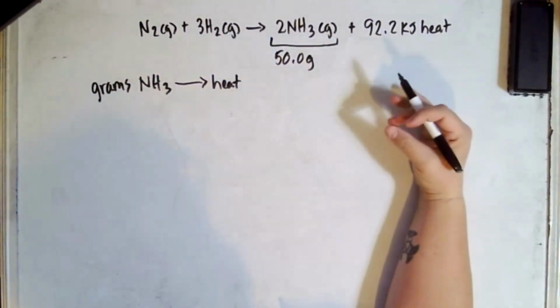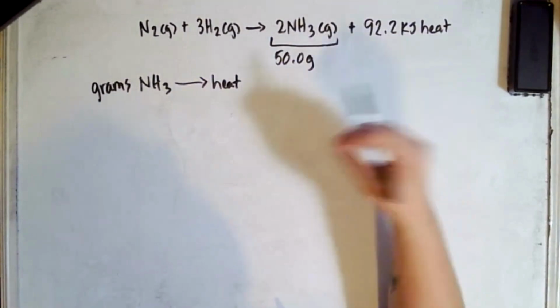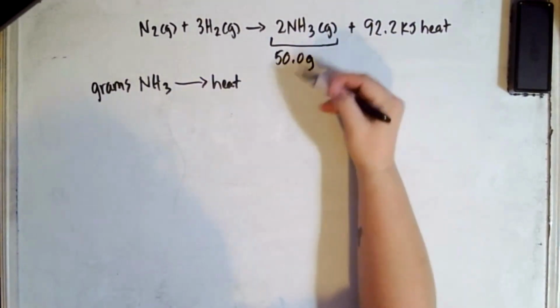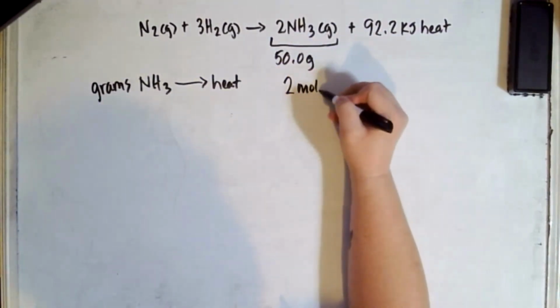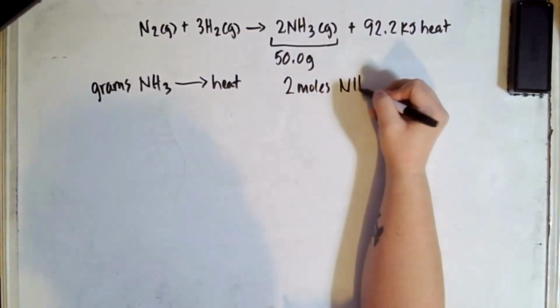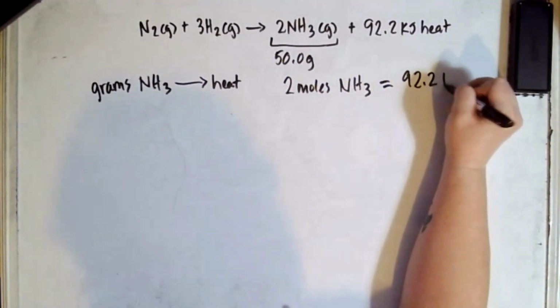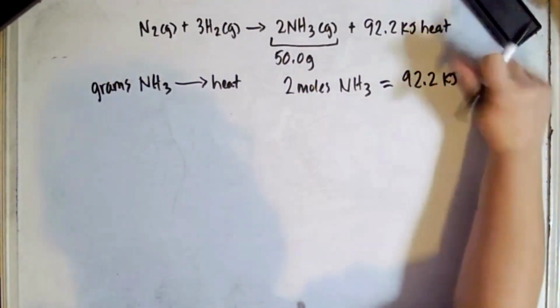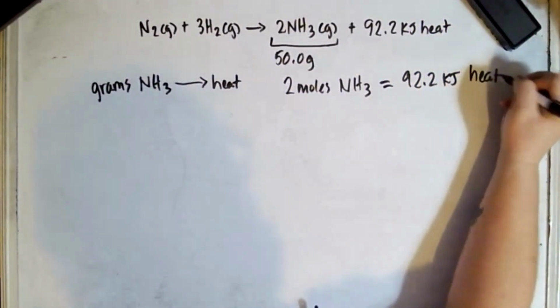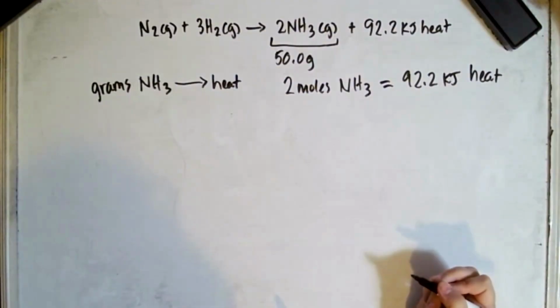And so to do that, we're going to want to use the equality that relates those two things. Every 2 moles of NH3 is going to produce 92.2 kilojoules of heat. Okay.